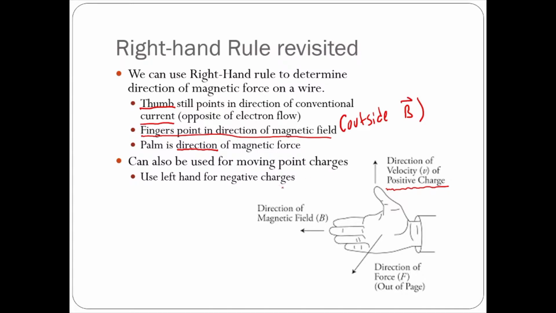We can use the exact same right-hand rule for moving point charges. And if we're dealing with negative charges, we just simply use the left hand instead, with the same conventions, where the thumb is the direction of the current or the electrons, or charge movement. Fingers are still in the direction of magnetic field, and palm is direction of magnetic force.